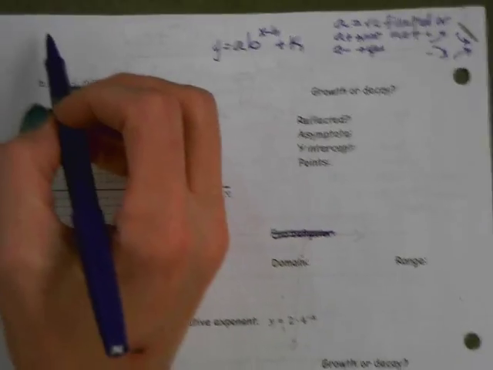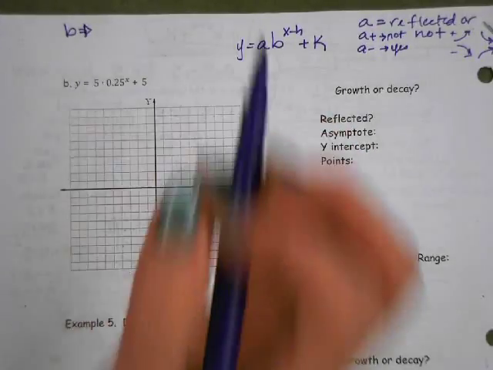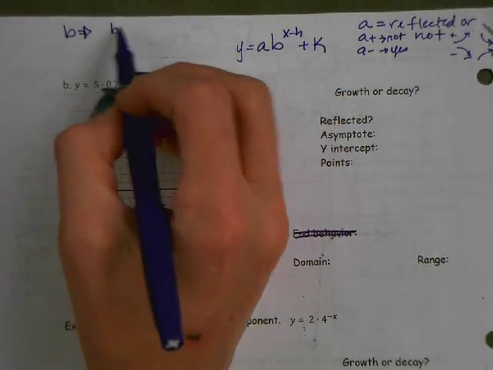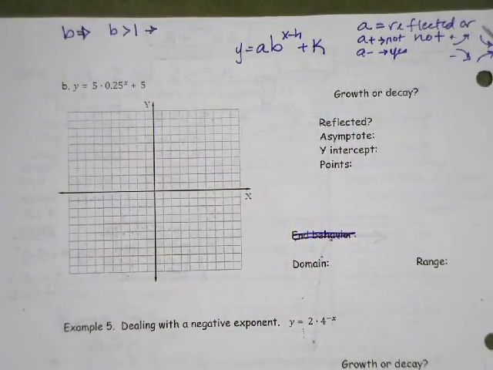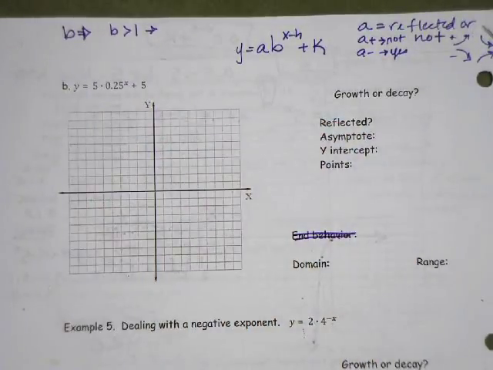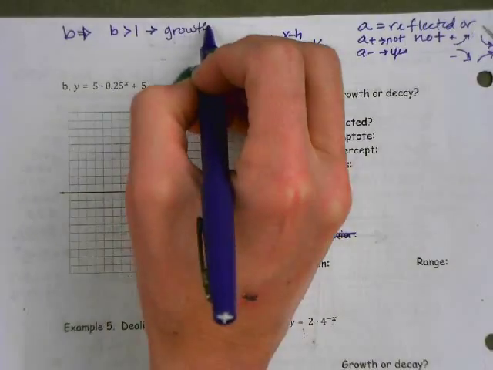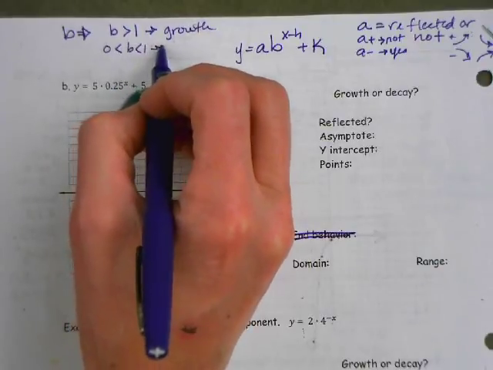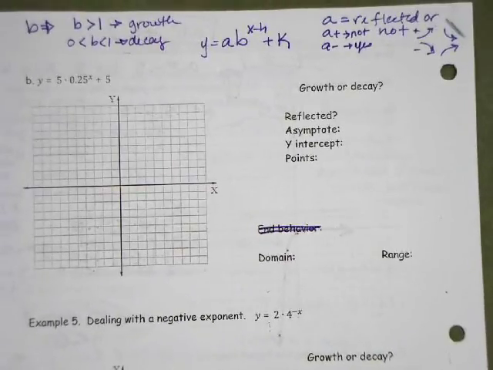Then we talk about B. Do you guys remember what the B function told us? If B is greater than 1, this value here, do you remember what we said? If it's growth or decay, right? So this is going to be growth. And if B is between 0 and 1, then it's decay. So those are a couple of characteristics there.